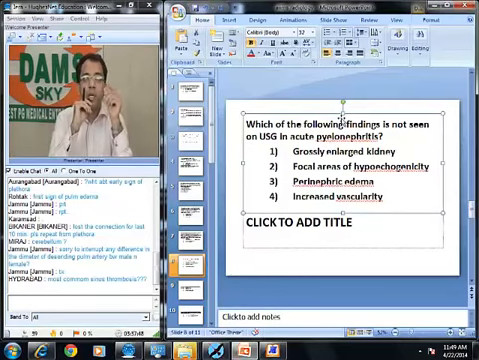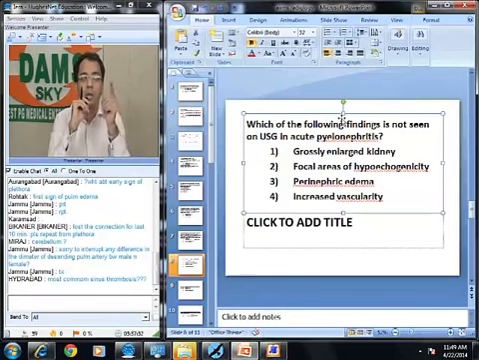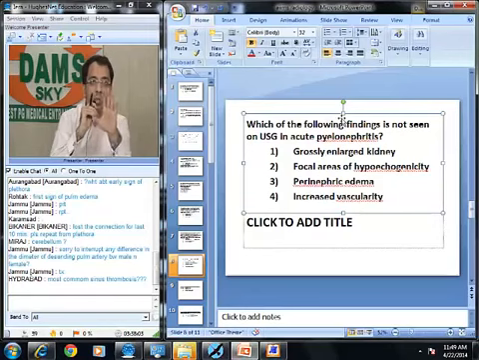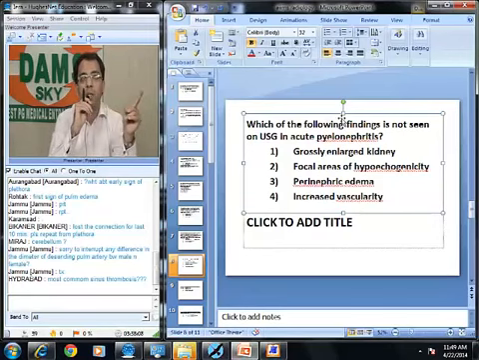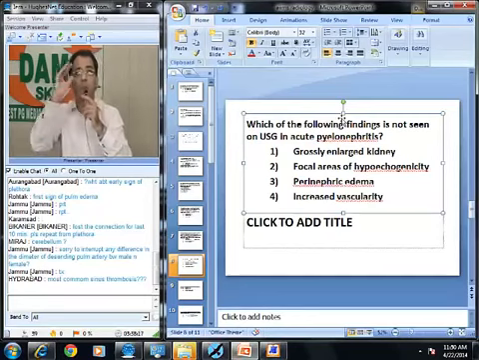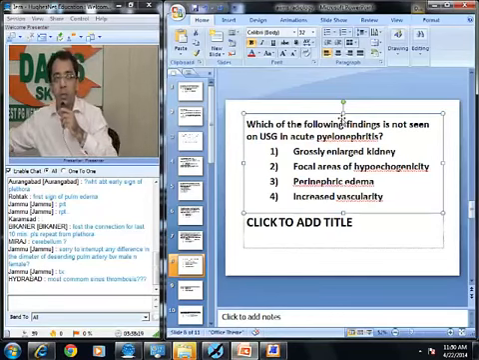Which of the following is not seen on ultrasound in acute pyelonephritis? Grossly enlarged kidney, focal areas of hypoechogenicity, perinephric edema, increased vascularity. In your guidebooks, please trust me here, this question is still wrong in every book that you have bought in the market. It is wrongly answered everywhere. Please remember, the answer is increased vascularity. Okay, let me explain to you.